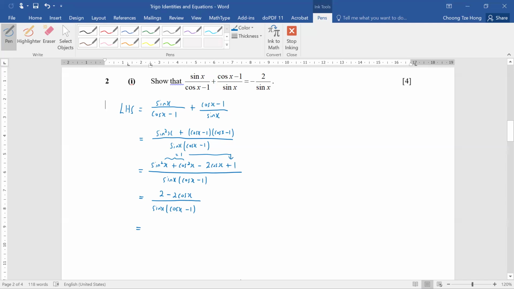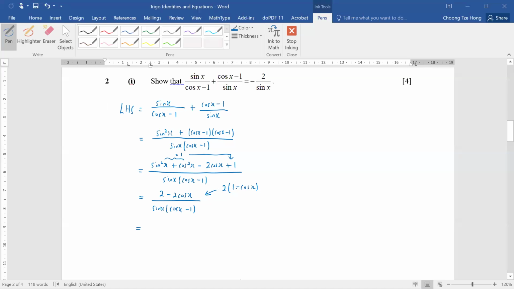Over here you can factorize out a 2. But let's think about this. If we factorize out a 2, we will get 1 minus cosine x, but the bottom is cosine x minus 1. So we can't cancel it out. So instead of factorizing out 2, we should factorize out negative 2 instead.